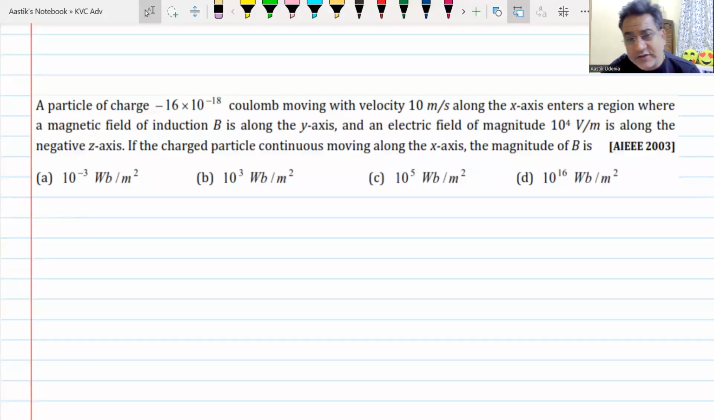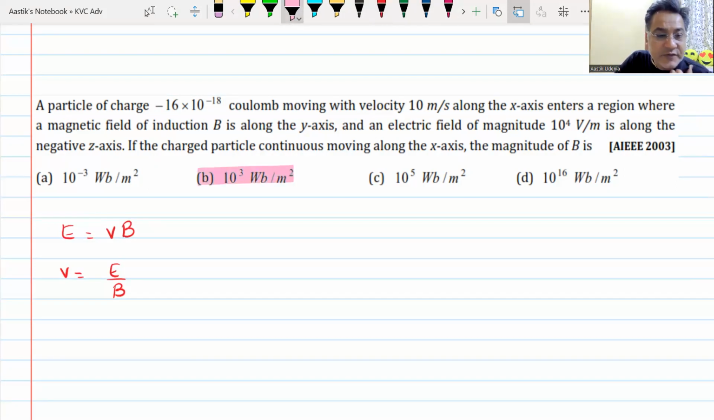So as you can see, in this case, all the three things are perpendicular and the particle is still moving in a straight line. That means the electrostatic force Q into E is definitely cancelling out the magnetic force. So E becomes V into B, or your V becomes E by B. V is known, E is known. You can calculate the value of B, and I think it is coming as 10 raised to the power 3 Weber per meter square. So that is the answer.